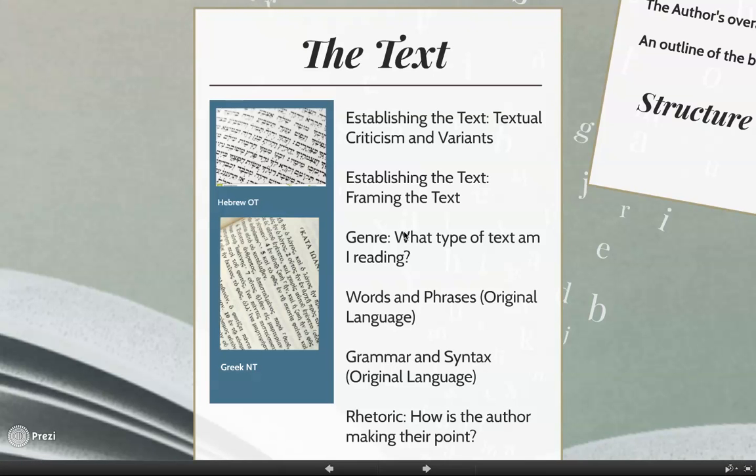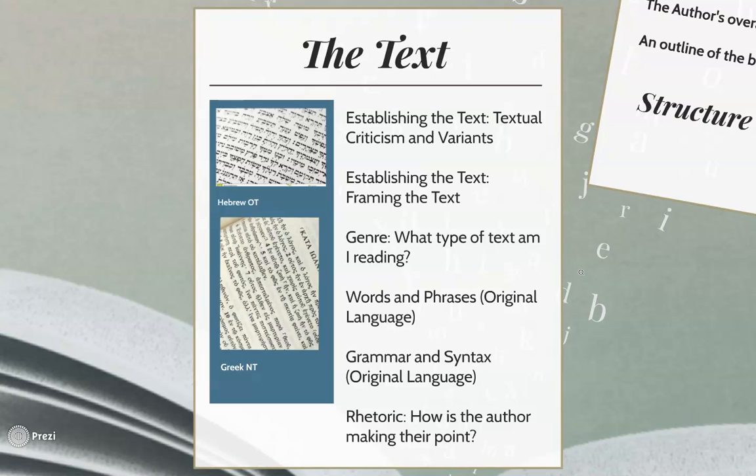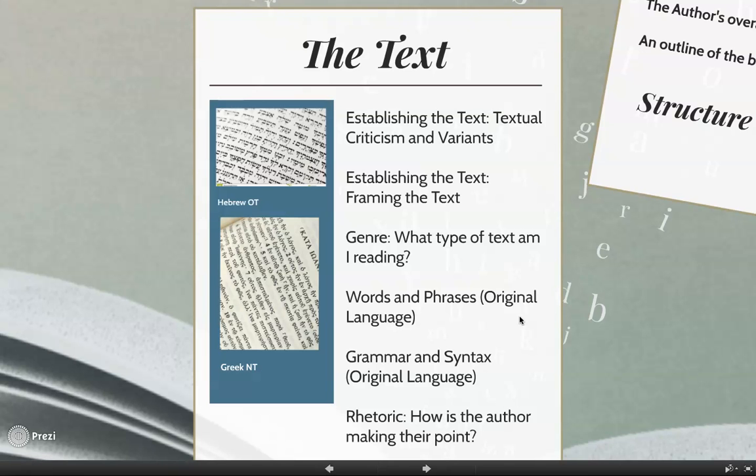We can also talk about genre. What type of text am I reading here? Am I reading a letter? Am I reading a narrative? Am I reading a psalm? Am I reading a poem? Am I reading a prophetic text? What's the difference in how I'm coming at that? The same way we might distinguish between reading a love letter and reading the dictionary. Those are two different types of texts, and we expect different things out of them.